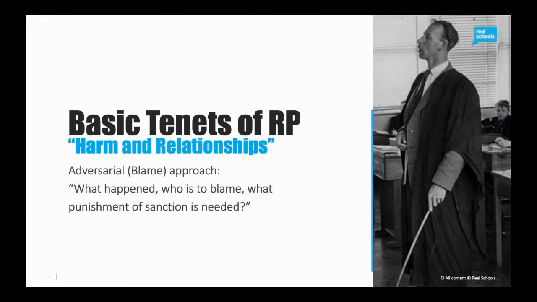So the basic tenets of RP being harm and relationships, what we say then is, well, how has that played out in the past? And this is the adversarial or blame-based approach that most of us went to school with, which is to say that what we usually do if there's conflict or tension is we ask what happened, who's to blame, and what punishment or sanction is needed.